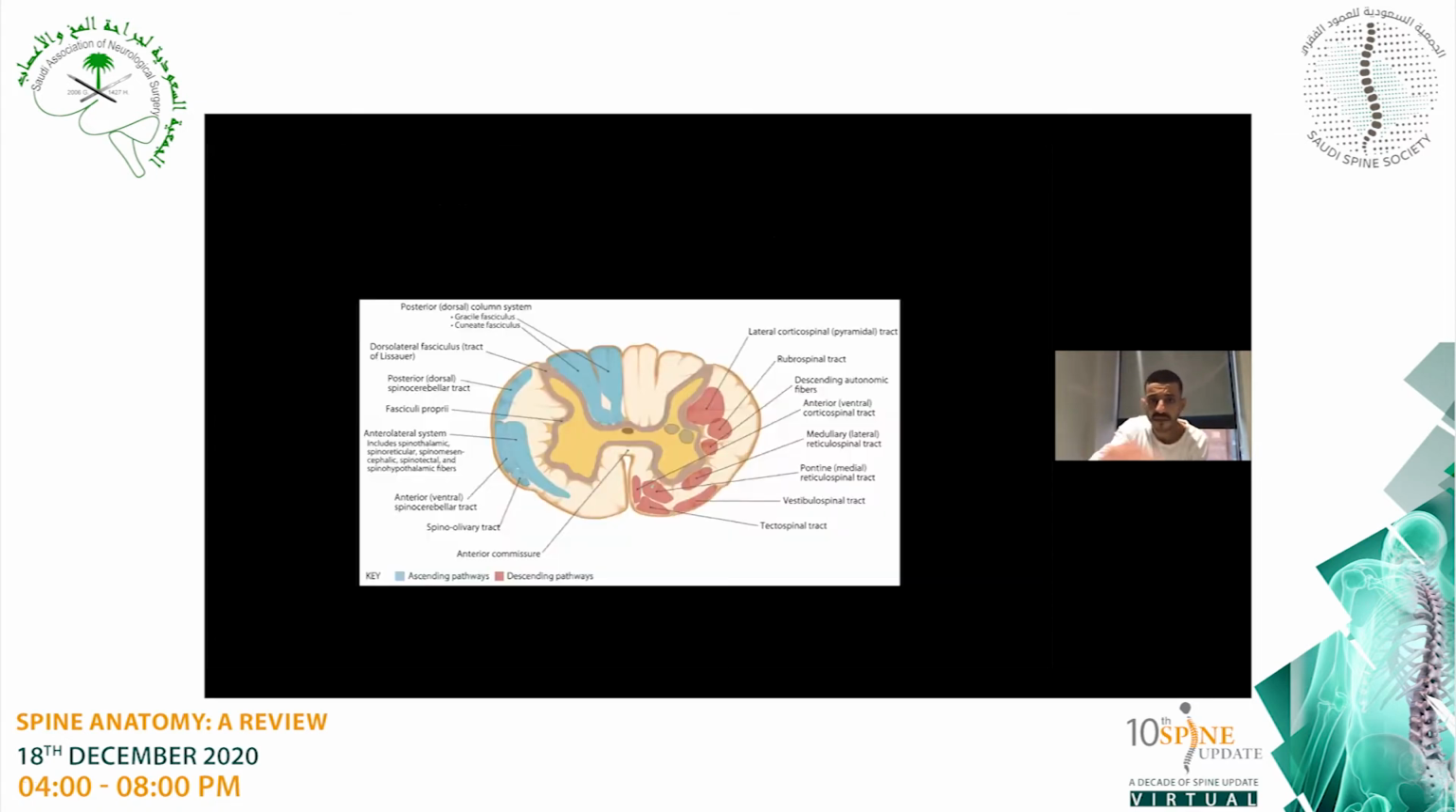Same thing if you see the cross section, so lots of tracts. The most important thing, you can see the relationship of the corticospinal tract and spinothalamic tract. They're located on the anterolateral aspect of the white matter.